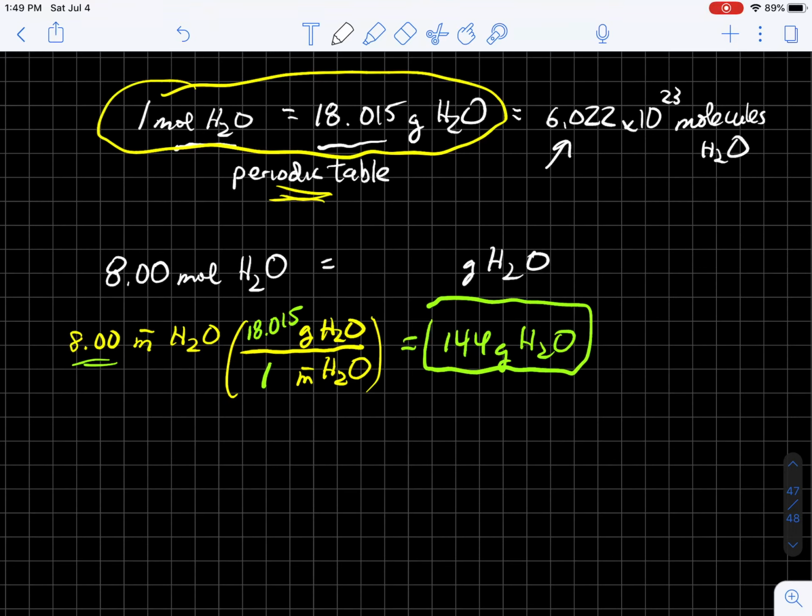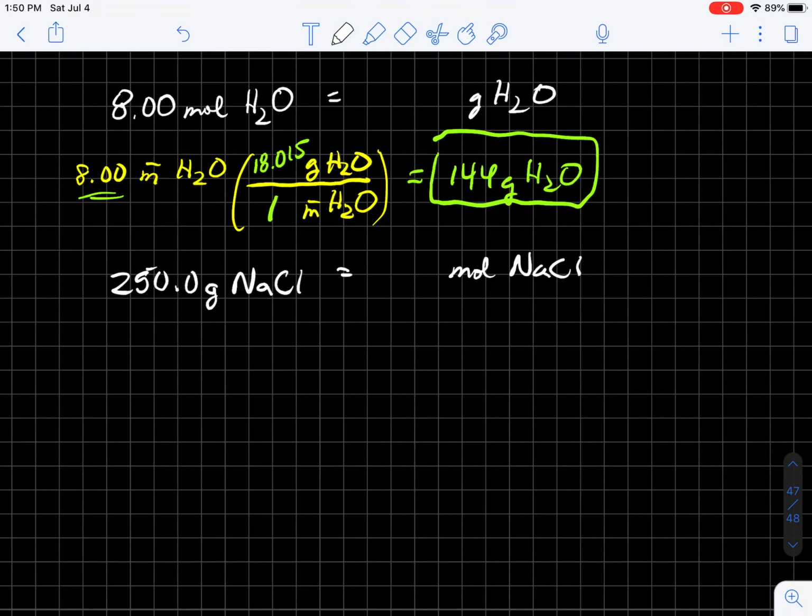Alright, so what if we go in the other direction? Let's say we go and we measure out, I don't know, let's do 250 grams of table salt, sodium chloride. So I want to know how many moles of table salt did we measure out. Okay, again, our technique, start with what they give you. 250 grams NaCl. We're going to set up our fraction, get the unit to cancel out, grams NaCl.